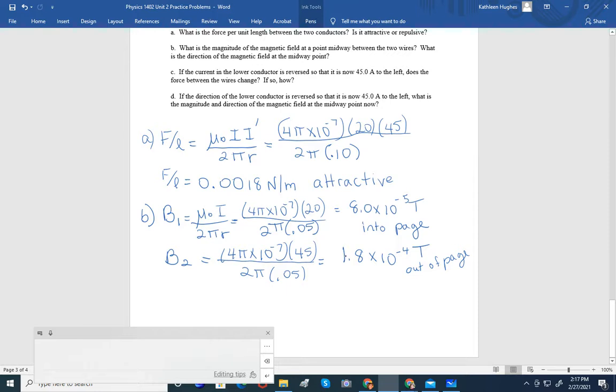When they go in opposite directions, remember these are vector quantities, we subtract. If I do 1.8 times 10 to the negative 4 minus 8 times 10 to the negative 5, I can see that that difference, the answer to the question, is going to be 1.0 times 10 to the negative 4 Teslas out of the page. I just did the 1.8 times 10 to the negative 4 minus the 8 times 10 to the negative 5.